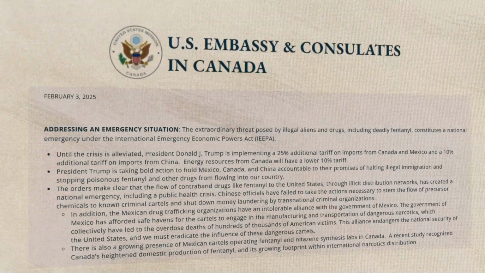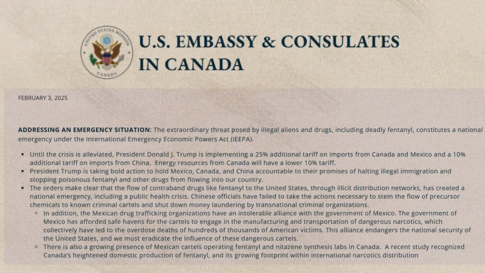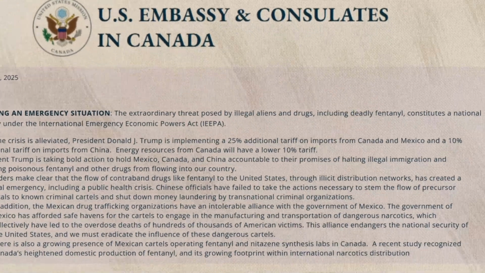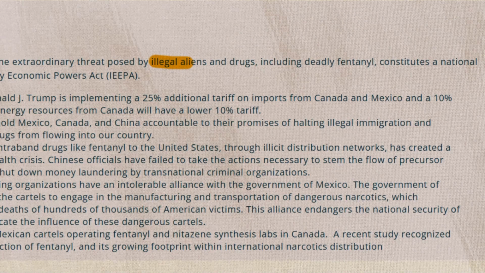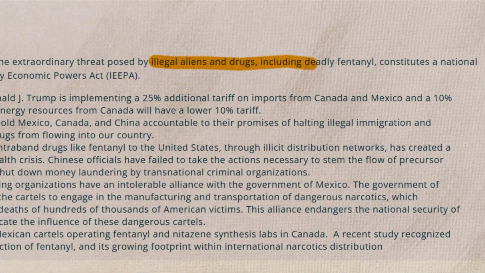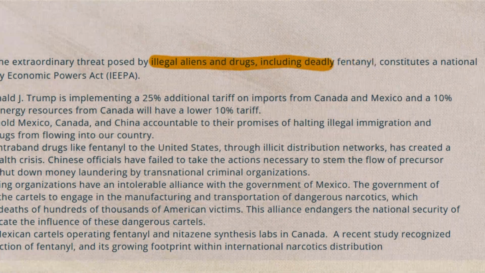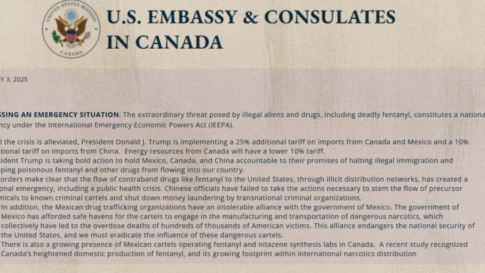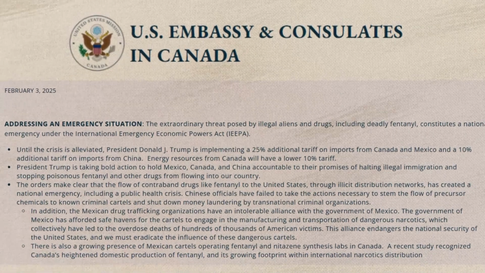In February 2025, President Trump imposed tariffs on Canada, citing a national emergency. The White House stated that the tariffs were meant to pressure Canada to halt illegal immigration into the US and to stem the flow of fentanyl and other drugs entering the country. The administration argued that Canada wasn't doing enough to prevent these issues.